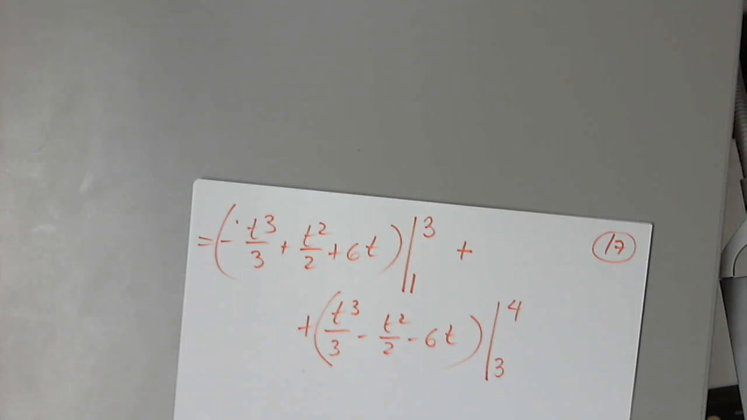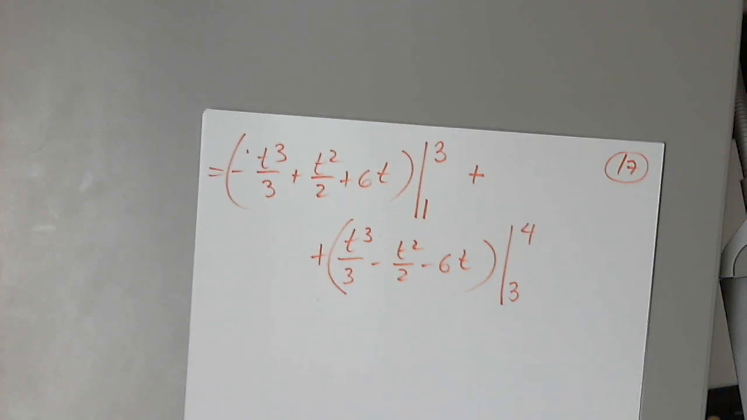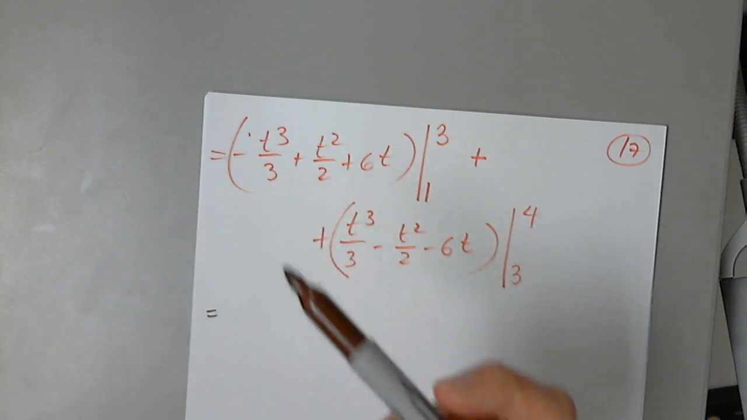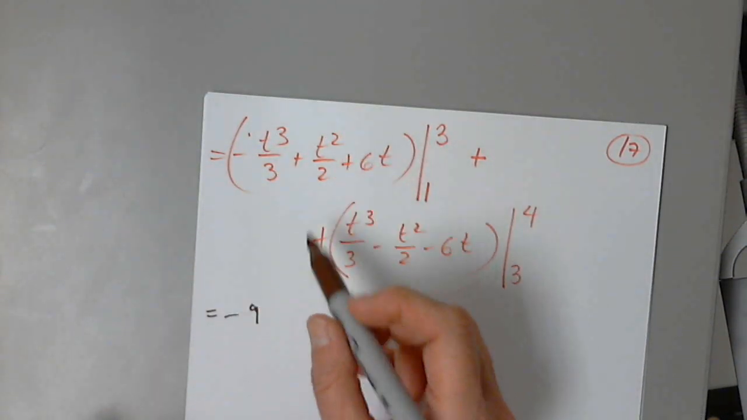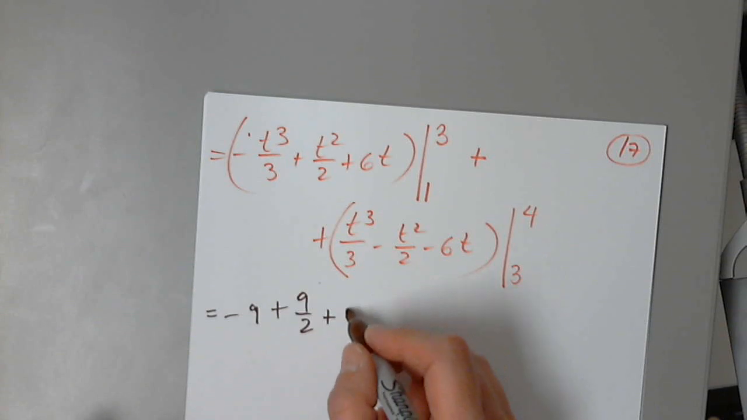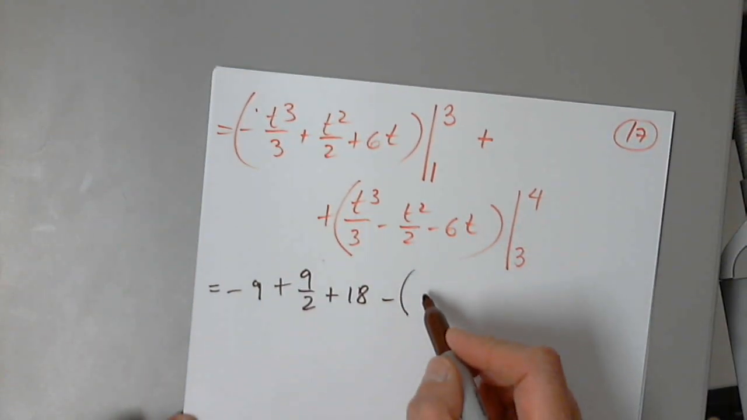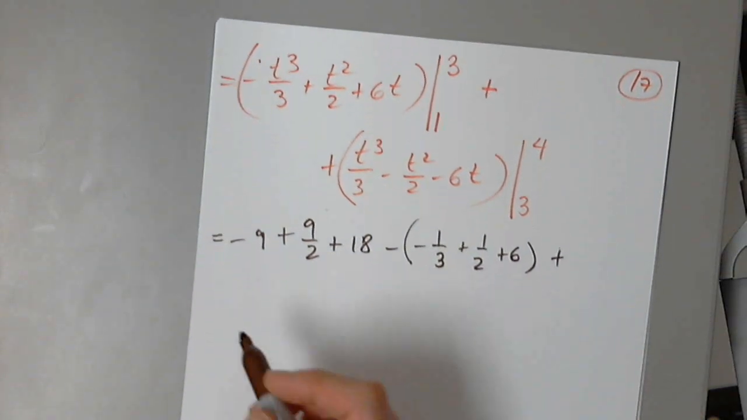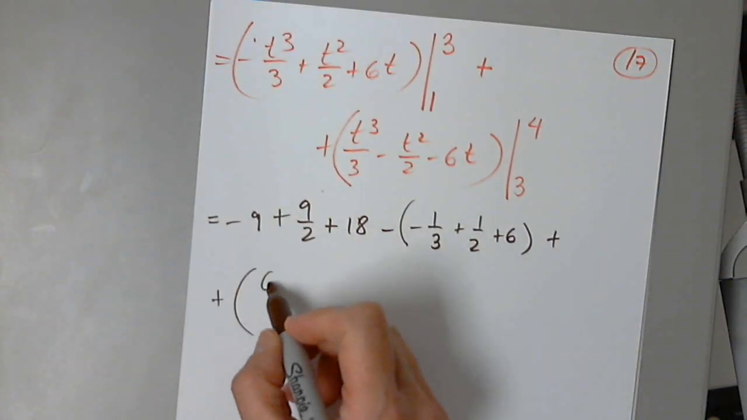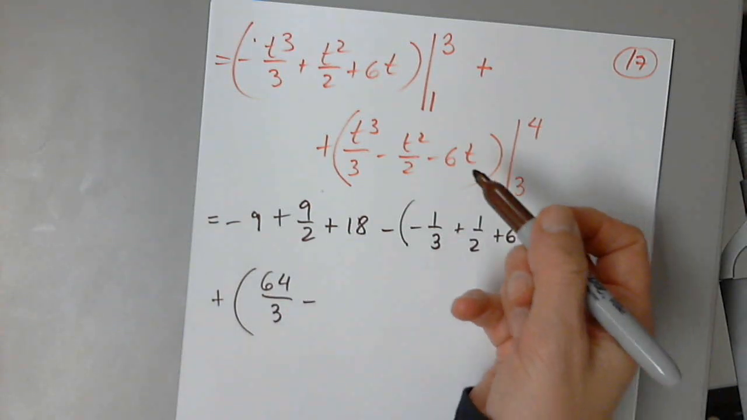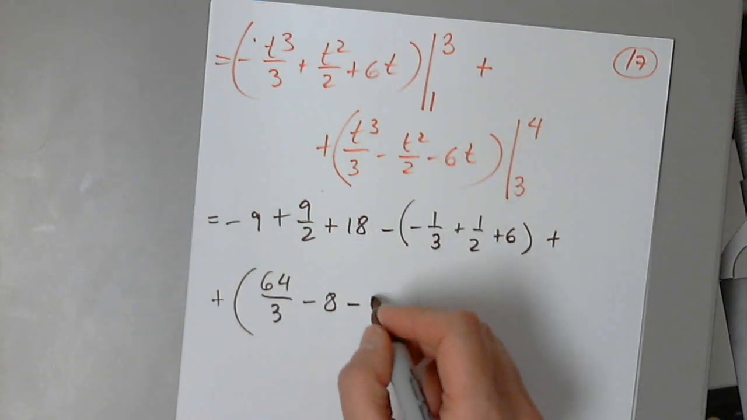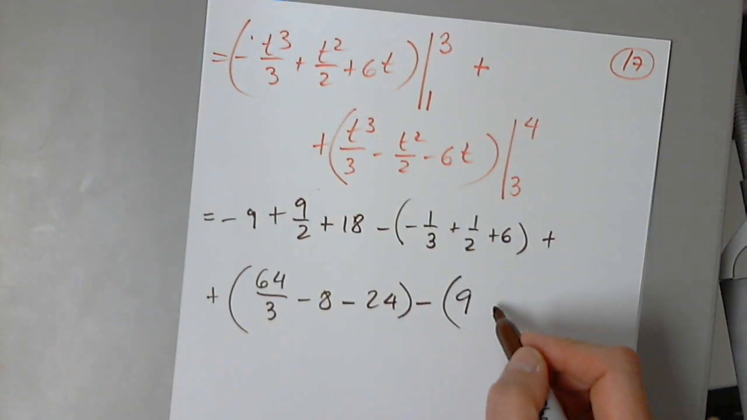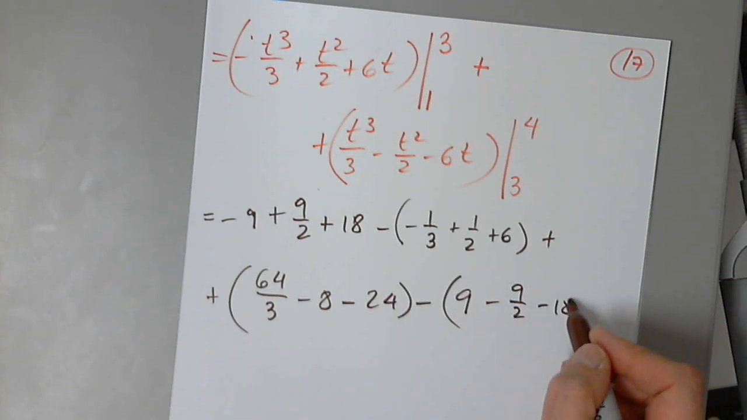So, if you want to finish it up, we'll finish it up now. If you want to finish it up later, I can. So let's plug in. Okay, so 27 divided by 3, negative 9. So plus 9/2 plus 18 and minus negative 1/3 plus 1/2 plus 6 plus 64 divided by 3 minus 16 divided by 2 and minus 24 minus 27 over 3, so 9 again, minus 9/2 and minus 18.